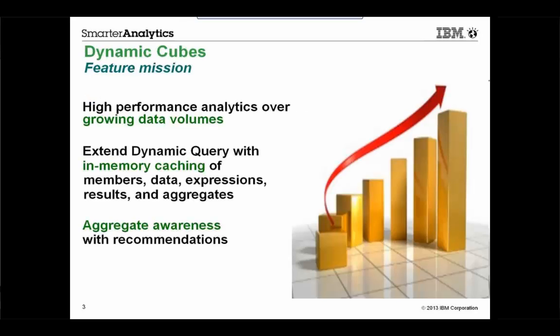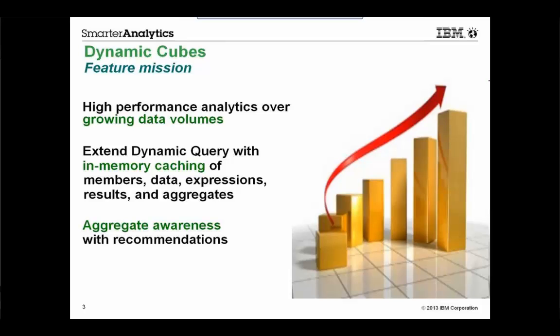So, Dynamic Cubes. Dynamic Cubes is an extension of Dynamic Query that's in Cognos BI. Dynamic Cubes can achieve high performance analytics and reporting over large data warehouses, and we're talking large in terms of terabytes of data. We can do this because we make use of extensive in-memory caching of members, data, expressions, results, and aggregates. But it's worth noting that Dynamic Cubes doesn't bring everything into memory. It selectively caches data that are most likely to be used by users.